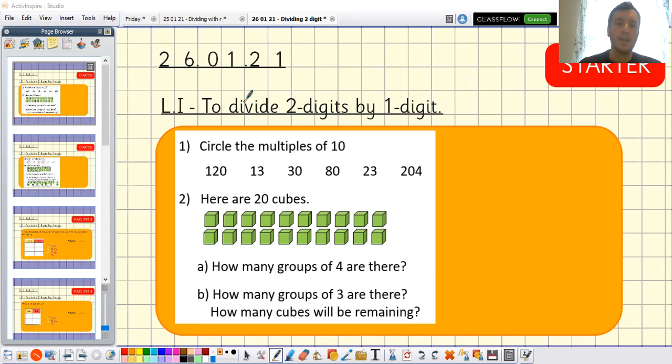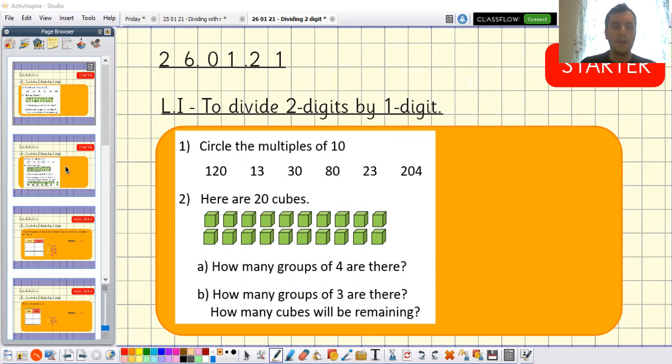But as a starter, can you, number one, circle the multiples of 10? A multiple of 10 is anything in the 10 times table. Next question, here are 20 cubes. How many groups of 4 are there? So maybe you can start thinking about those groups of 4. How many groups of 3 are there? And how many cubes will be remaining? So that one's a bit of a remainder challenge for us to be thinking about. As always, pause the video there, have a go at those questions, and we'll look at them in just a moment's time.